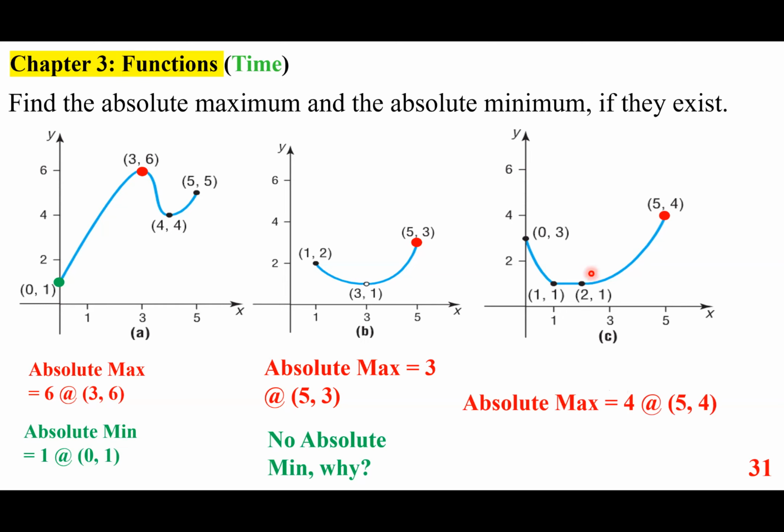Absolute min, this is the bottom, and the y coordinate is 1, but anywhere from 1 to 2, in the interval of 1 to 2, all of them have the same y coordinate 1. So in this case, it doesn't happen at one point, it happens in infinitely many points. So the way we write it is absolute minimum equals 1, the y coordinate, anywhere from this x coordinate to this x coordinate from 1 to 2. This is the absolute min.